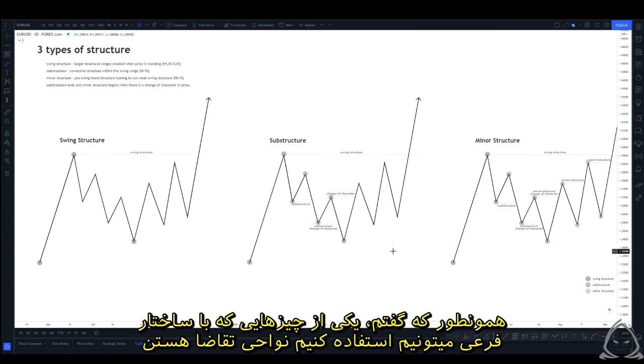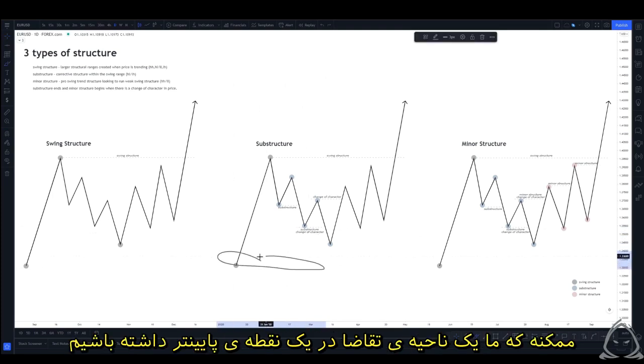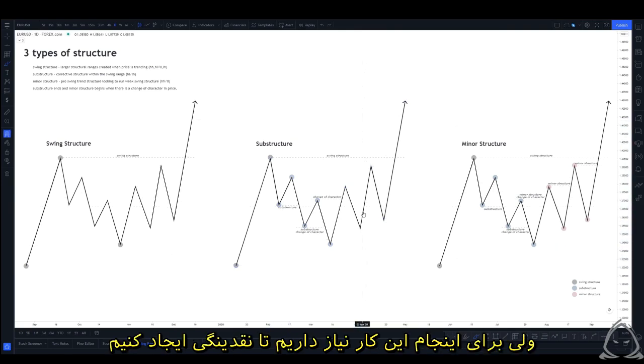Like I said, a couple different things that we would use when substructure is being created is looking for demand zones. What might happen is we have a demand zone at a lower point. We're building liquidity and price needs to switch back to substructure to actually come down. But in order to do that, we needed to create liquidity.